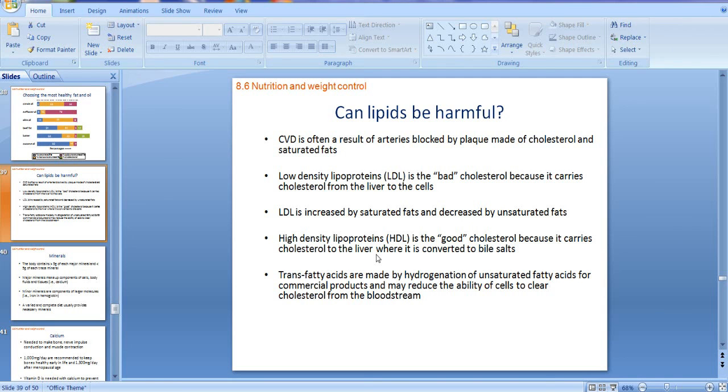Okay, high density lipoproteins are considered good cholesterol because they take it to the liver where it actually is converted to bile salts, and bile salts are going to become part of our feces. We're going to use the bile salts to help digest the fats.